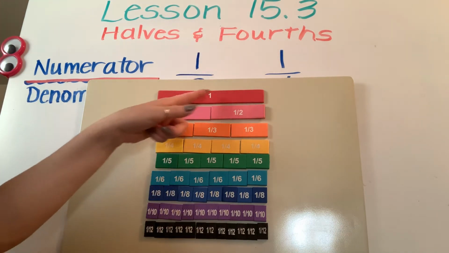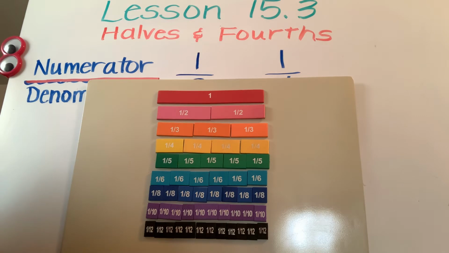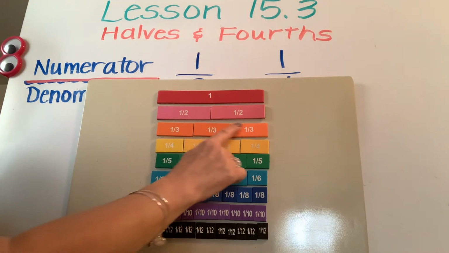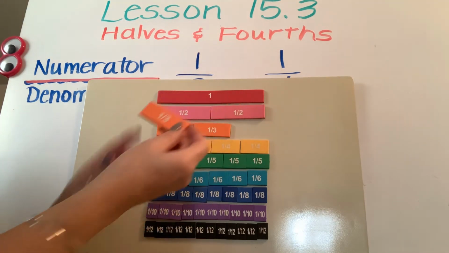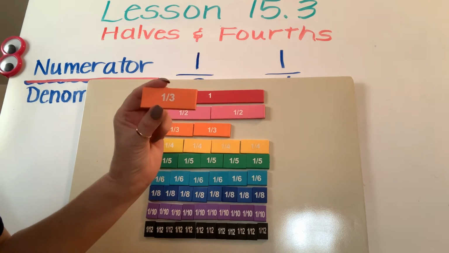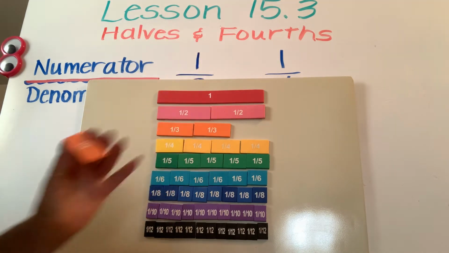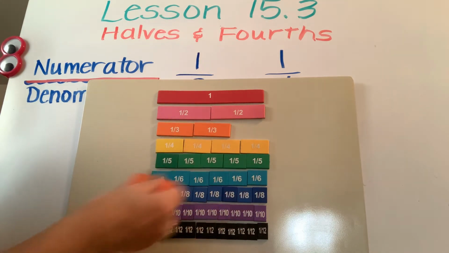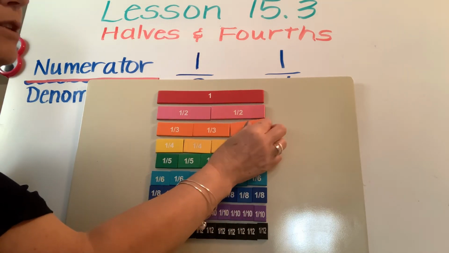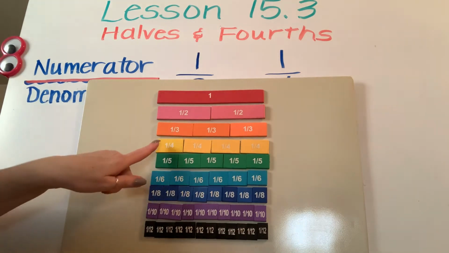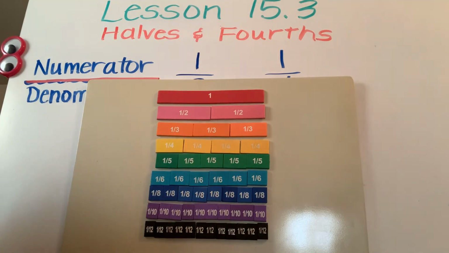Now let's divide this into thirds. 1, 2, 3. Now look at the third. 1 over 3. That means this is 1 piece out of 3. My denominator is 3.